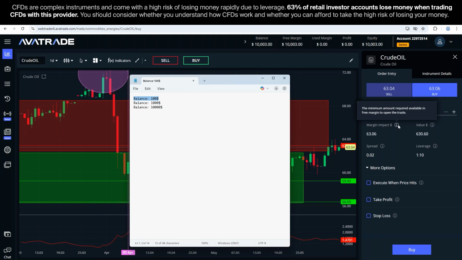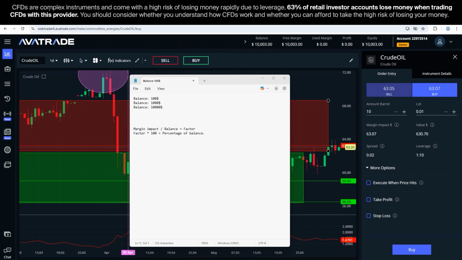What about 1,000 as an example? 1,000 might make more sense. Why? Because if I have 1,000, it's not going to be 63%, it will be 6%. I'll teach you a nice equation here. Margin impact divided by balance equals factor, and then factor times 100 equals percentage of balance, right?